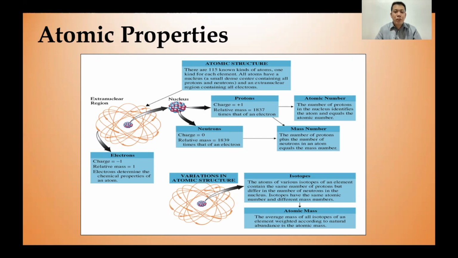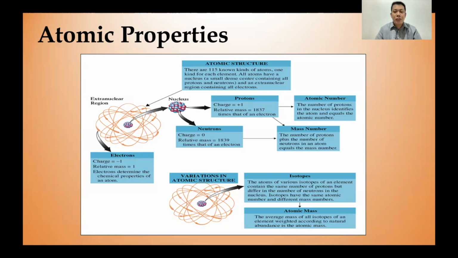And then neutrons, the charge is 0. It is 1,839 times that of an electron. And protons and neutrons combined, you can get the atomic mass or the mass number of an atom. Meanwhile, another subatomic particle is the electron. It is negatively charged. Relative mass is 1. Electrons determine the chemical properties of an atom. Okay, because whenever there are chemical reactions, we consider the charge of an atom, which is attributed to its electrons.